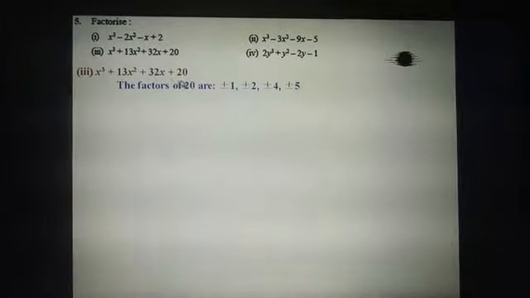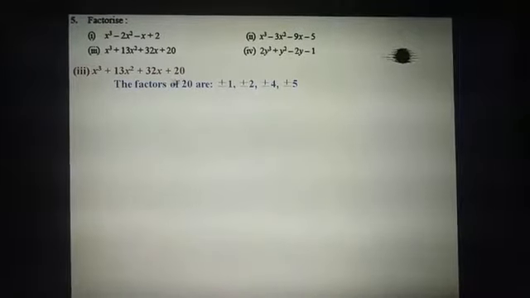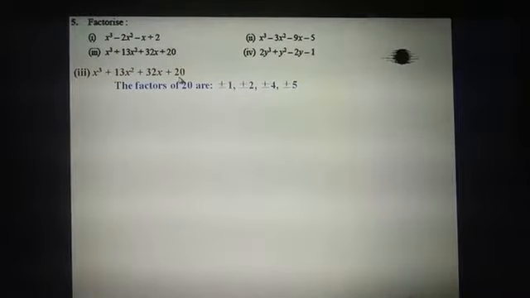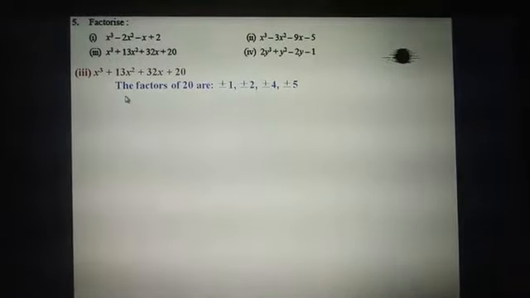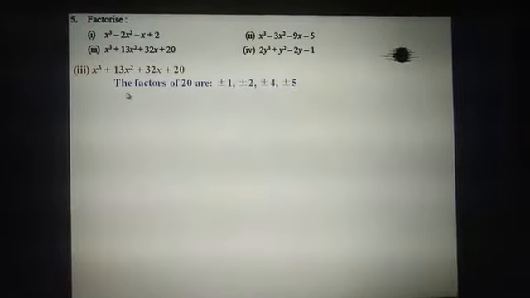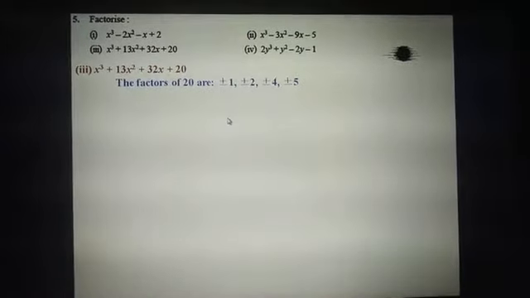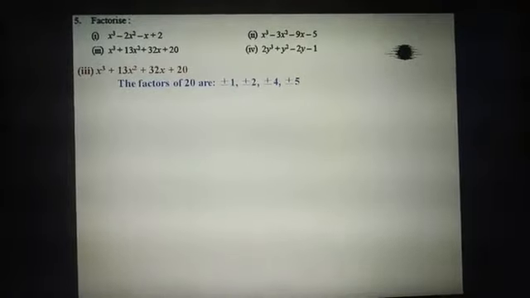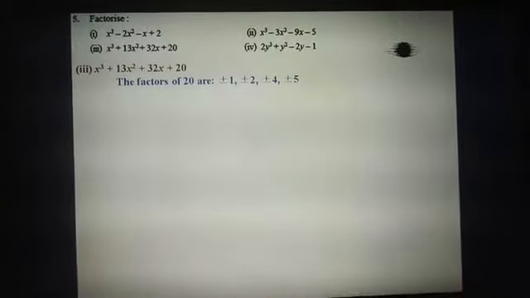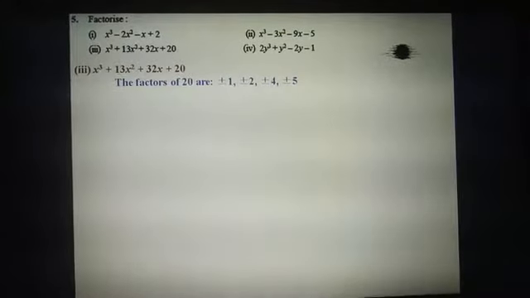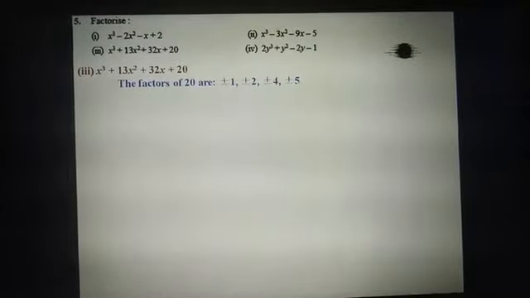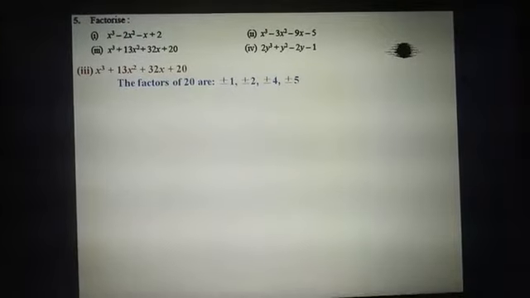First take the constant term. Take the constant term here, 20. So find the factors of 20 first. The factors of 20 are 1, 2, 4, 5, 10, 20. Here no need for 10 and 20. Simply you have to take 1, 2, 4, 5. That is plus or minus 1, plus or minus 2, plus or minus 4, plus or minus 5.